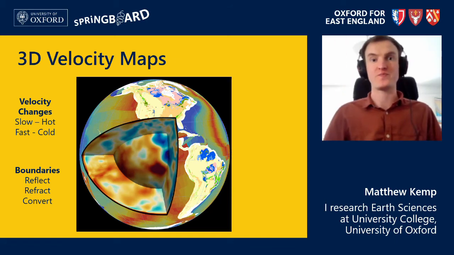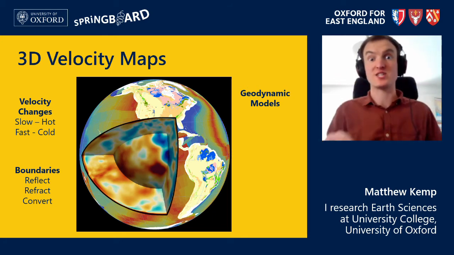We can use these seismological maps along with other parts of data, such as geodynamic models, which can model how liquids move very slowly through the Earth, or geochemical experiments, where we can look at different compositions of rocks and see how they may behave down inside the Earth.